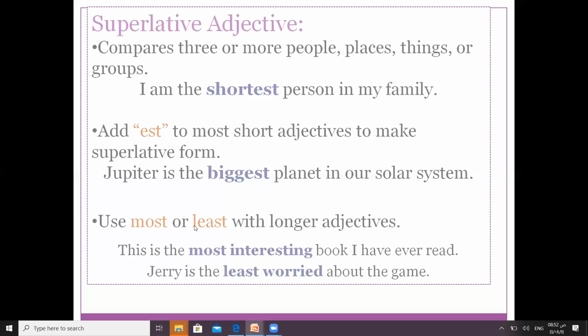If I want to use least, I will give the opposite meaning. Okay? Jerry is the least worried about the game. Between all the players who are playing now, Jerry is the least worried between them. Okay, so here, what did I do? I didn't add est, I add least. So don't forget that.